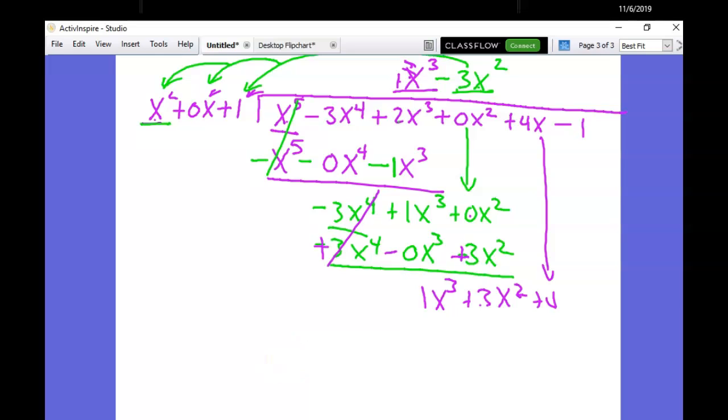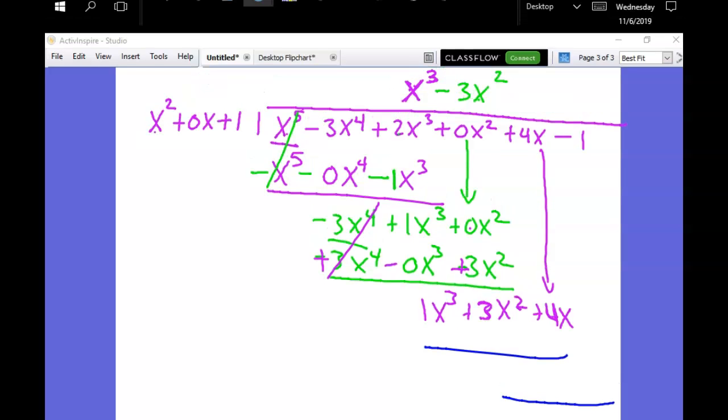Okay, so now you guys are going to find what goes here, here, and here. Pause the video, go for it. Okay, so we were supposed to be finding what would I multiply x squared by to get x cubed, and the answer would be x. So multiplying the x by all 3 of these terms would give me the following.